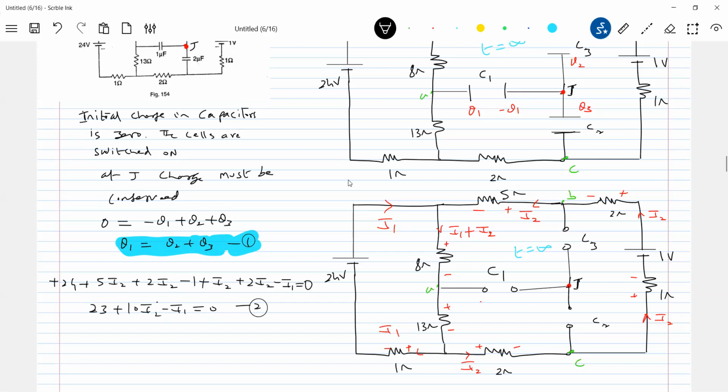So one more equation is needed. You can choose the smaller loop, where fewer elements are there. 24 minus 8 I1 plus I2, minus 13 I1 plus I2, minus I1 equal to 0. So 24, 13 plus 8, 21, 22 I1. Check once.